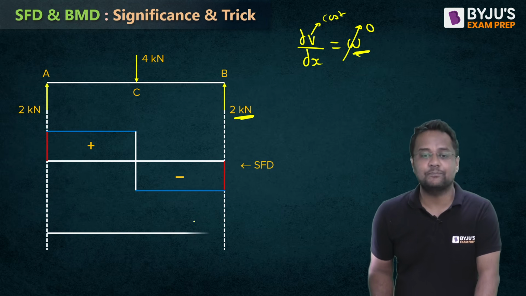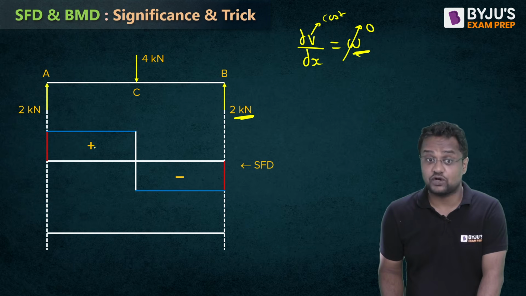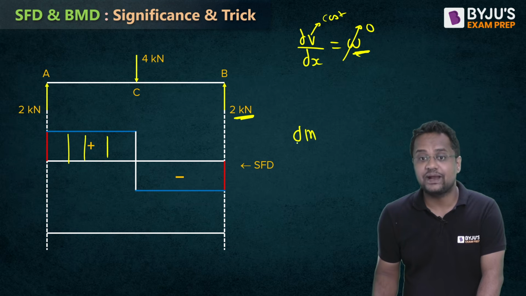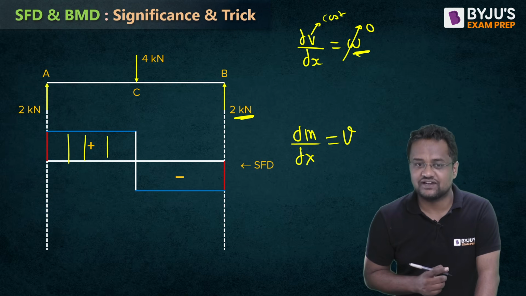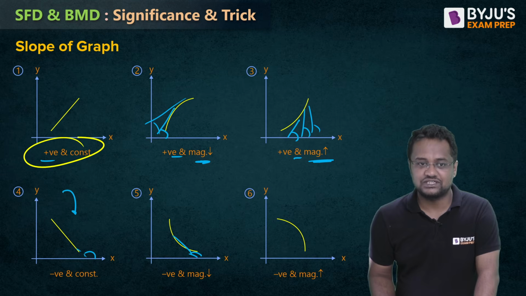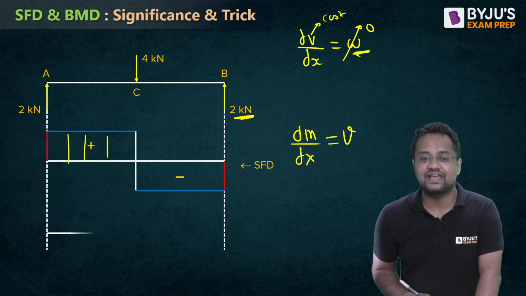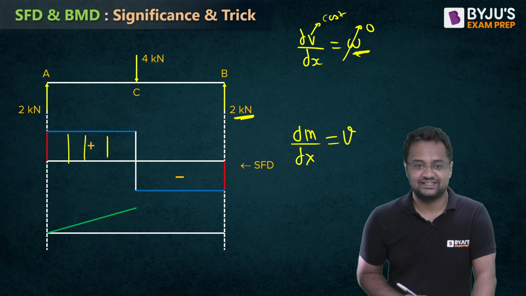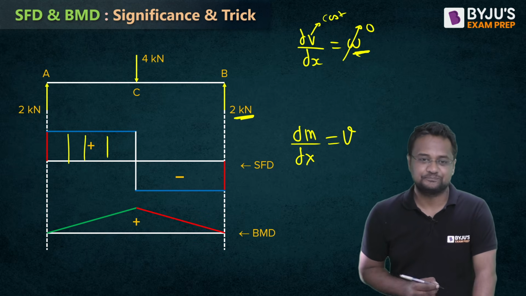Now let us draw the BMD. From A to C, shear force is positive and constant, and slope of bending moment is shear force. Positive constant is this graph, I just told you these graphs. So positive and constant is graph number 1, like this. The negative and constant is graph number 4.